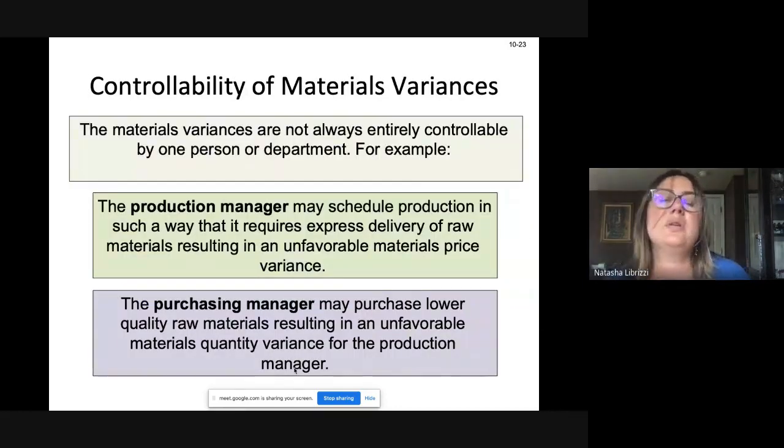Okay? The material variances are not always entirely controllable by one person or department. So the production manager may schedule production in such a way that requires express delivery. So suddenly we're rushing delivery and the product is costing us more. We cannot go to the procurement department and say, you paid more for it, it's your fault, because this is a job that was not put in place. And the same thing for the purchasing manager, who may purchase lower quality raw material, and we suddenly have unfavorable material quantity because we cannot use the material in the way it's intended to be used.